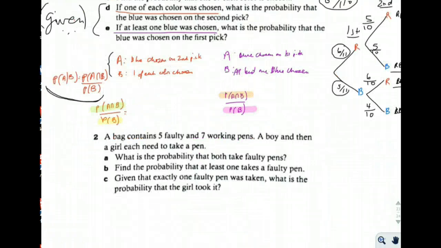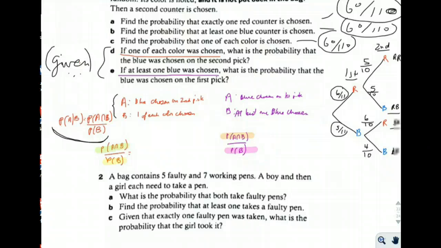Now let's look at D and E, which are conditional probabilities. Conditional probabilities are a little bit different than the other probabilities we've done, because conditional probability means that we're given that one event happens, and based on that, the probability that the second event has happened is different than before. Usually it's more likely, okay?